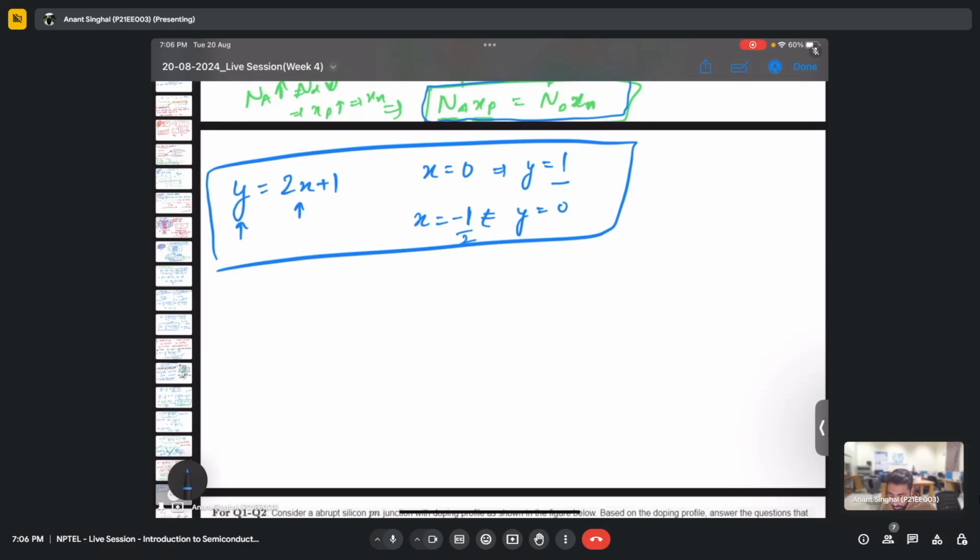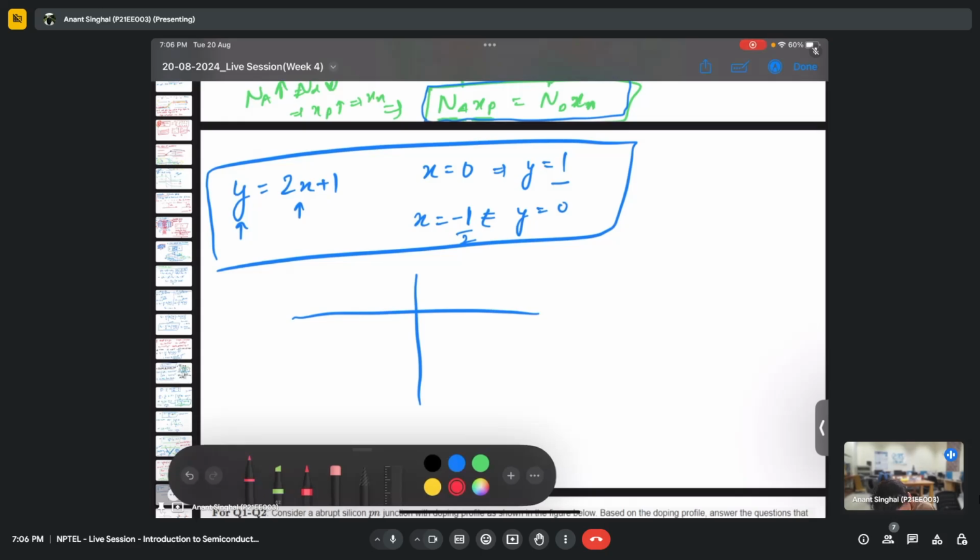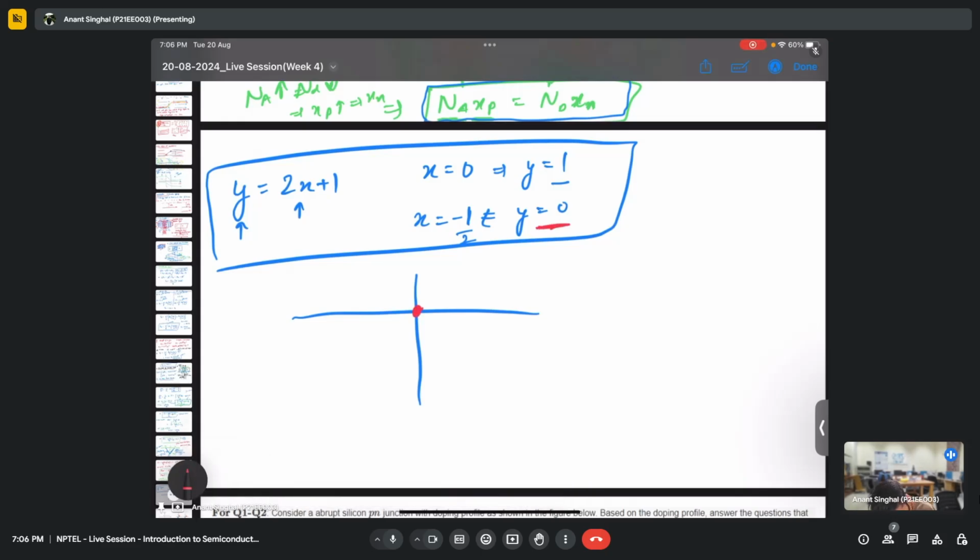Kindly respond. Yes, sir. So if I plot this only for the negative axis, at y equals 0 I'm getting x of minus 1 by 2. So let's say this is the point where x is minus 1 by 2 and y is 0. That's one of the points, and at x equals 0, I'm getting y of 1. So this will be the plot.